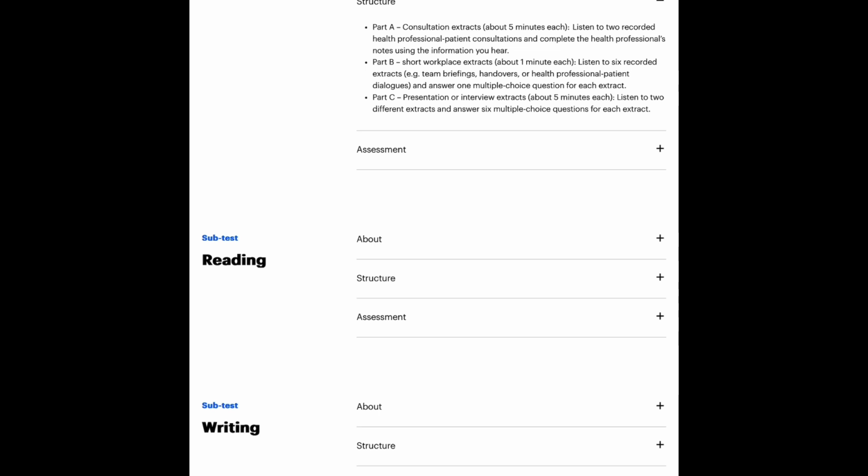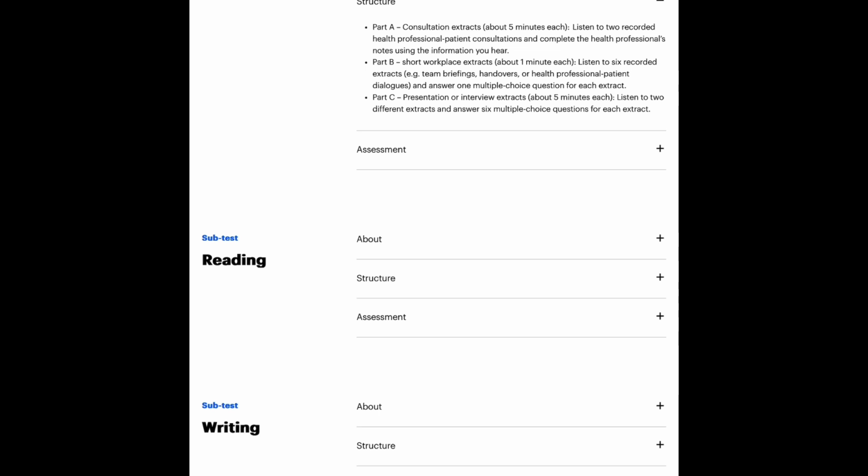Now, the structure of the listening test is part A, part B and part C. Part A consists of consultation extracts, about 5 minutes each. Listen to 2 recorded health professional patient consultations and complete the health professional's notes using the information you hear. So basically it's the consultation between a patient and a health professional, and mostly the information will be delivered by the patient. I have made a video where I have solved the listening subtest live. You will probably benefit by watching that video, but you can also solve your own.